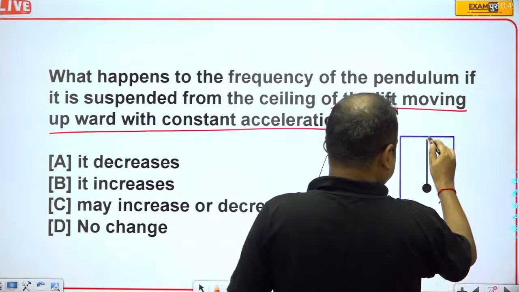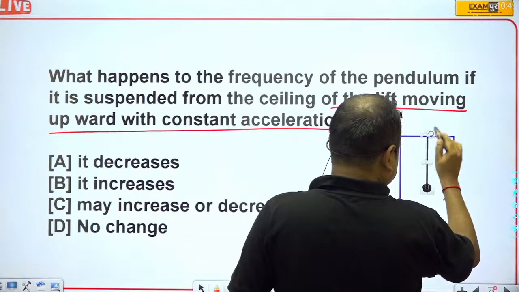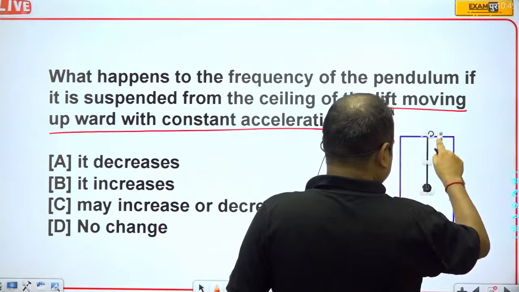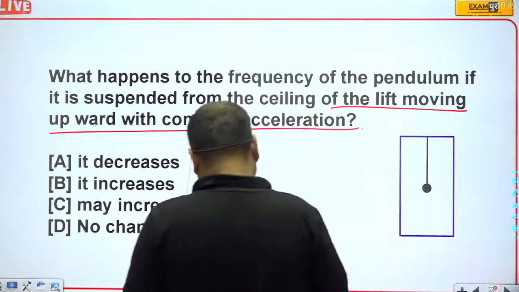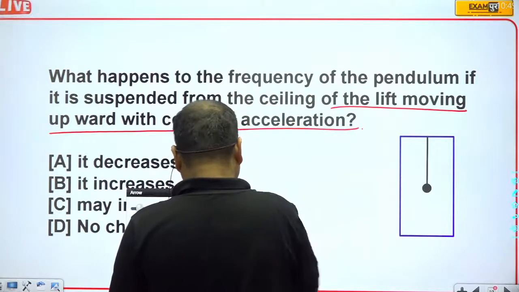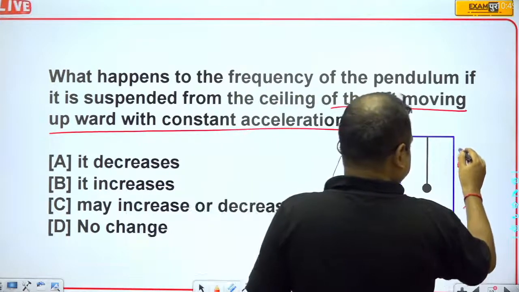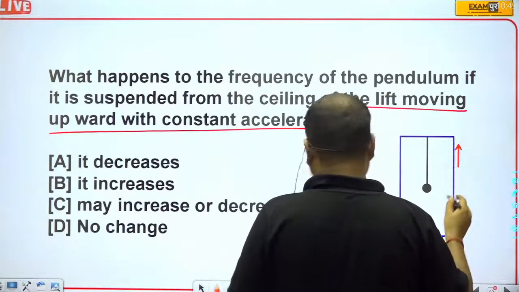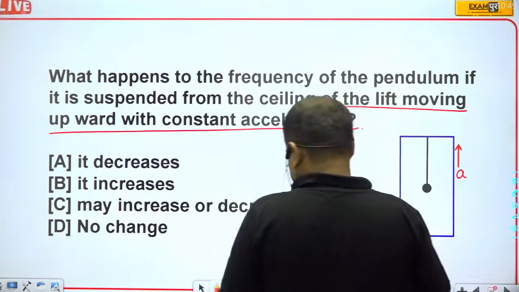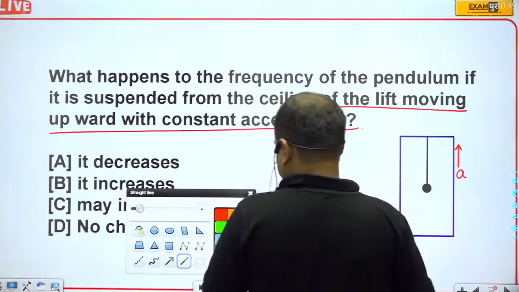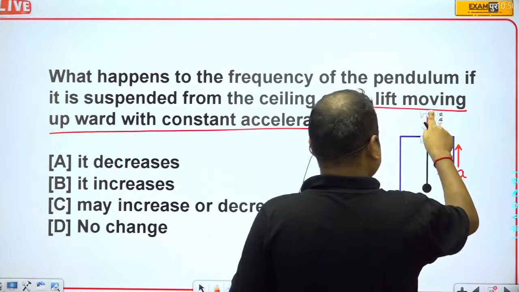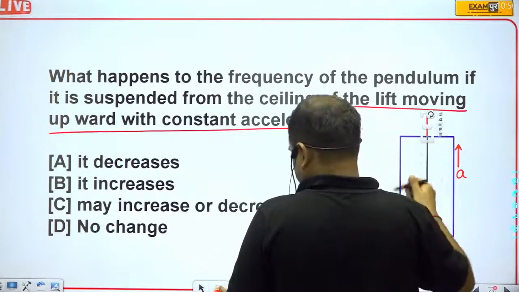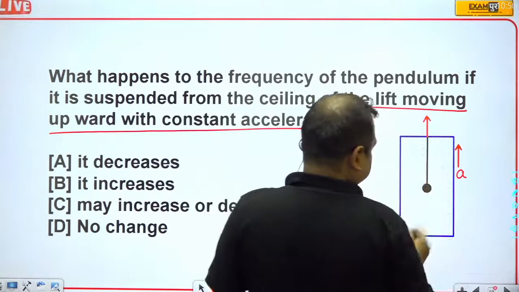Suppose that this is a pendulum hanging from the roof of a lift, and this lift is going vertically upward with a constant acceleration a.